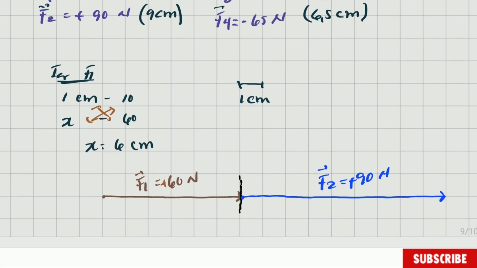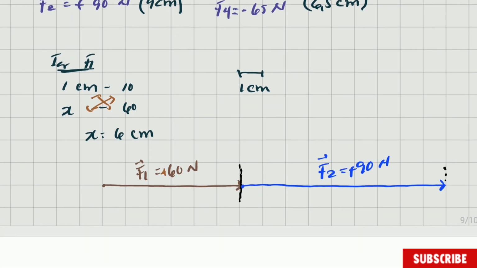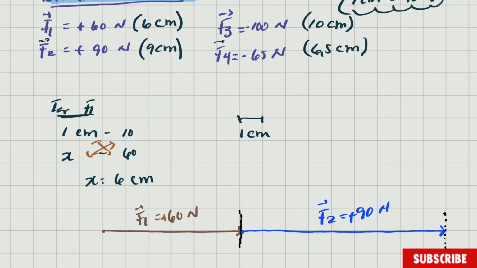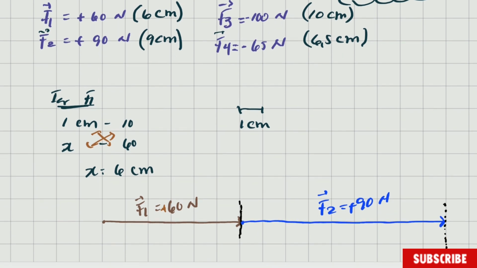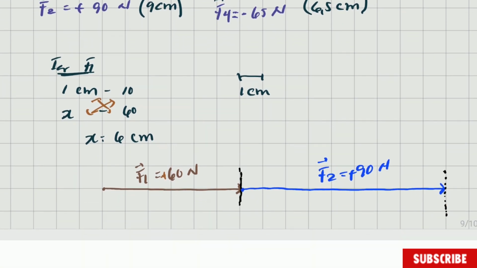Now right on the head of this vector, you're going to draw the next vector, which in this case is 100 Newton or 10 centimeters to the left. So starting from here, you go 1, 2, 3, 4, 5, 6, 7, 8, 9, and 10 centimeters. Remember, try to draw a straight line, please. This one is F3 and is equal to minus 100 Newton, or 100 Newton backward.